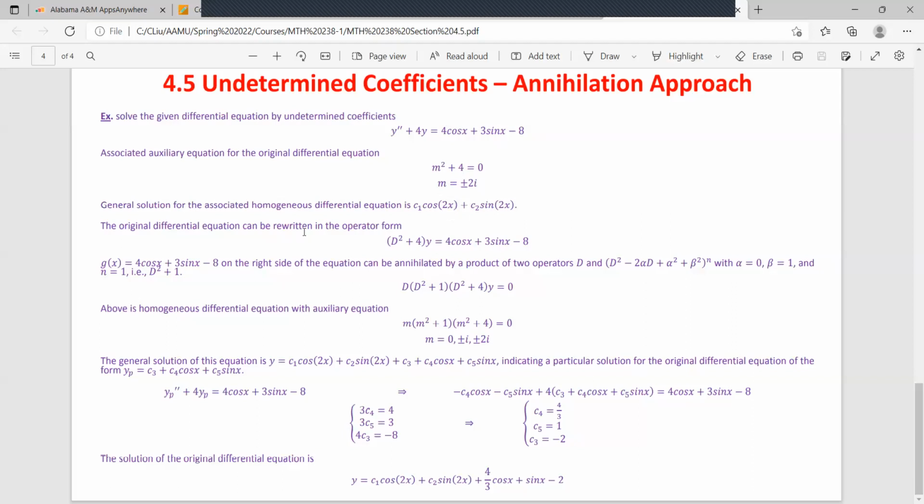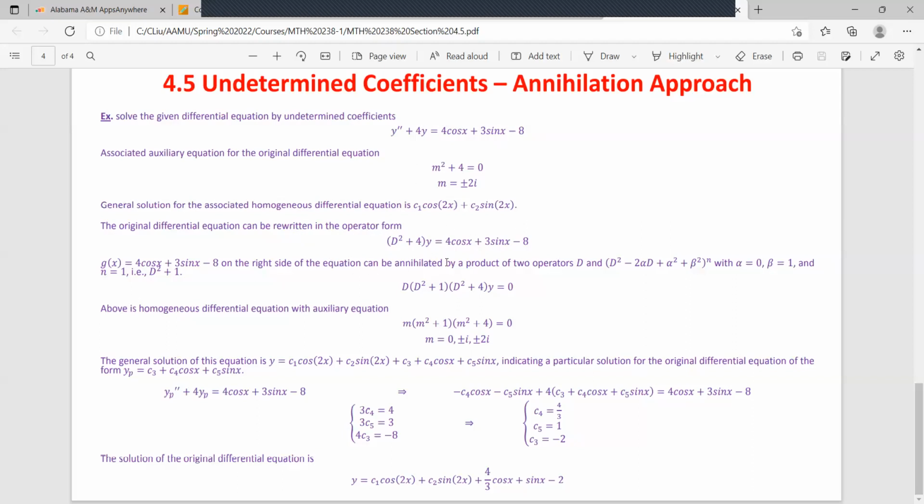Now we need to rewrite the original differential equation in operator form. If we want to use an annihilation approach for undetermined coefficients, the equation has to be written in the operator form. So we know the second derivative of y is essentially D squared, and plus 4 times y. So that's the left hand side.